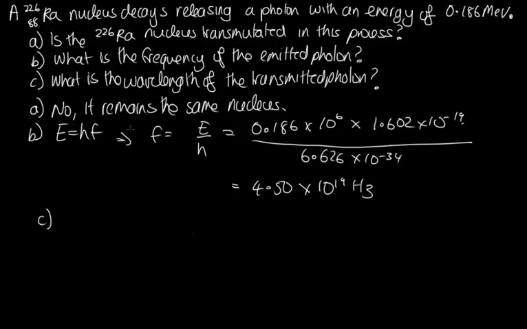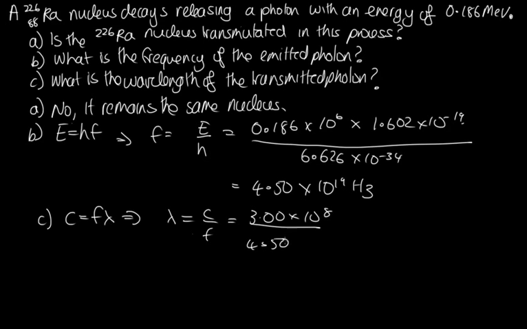Now part C, what is the wavelength of the transmitted photon? Well, we can use c = fλ to get this. So λ is equal to c on f. So that's 3 times 10^8 over the frequency, which is the 4.50 times 10^19. And so solving this on the calculator, we get 6.67 times 10^-12 meters. So that's a very short wavelength.